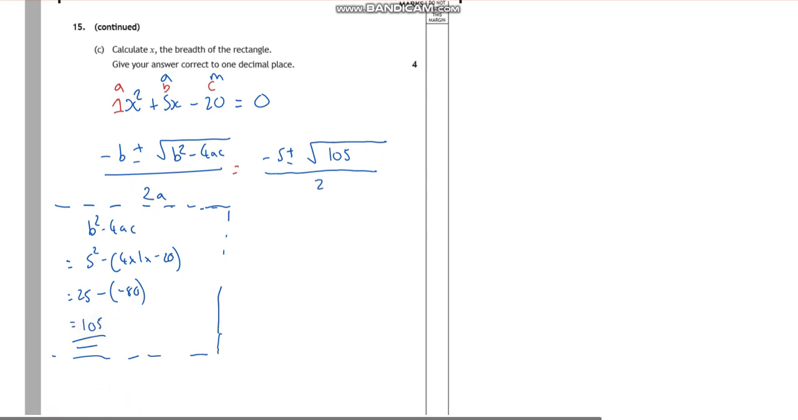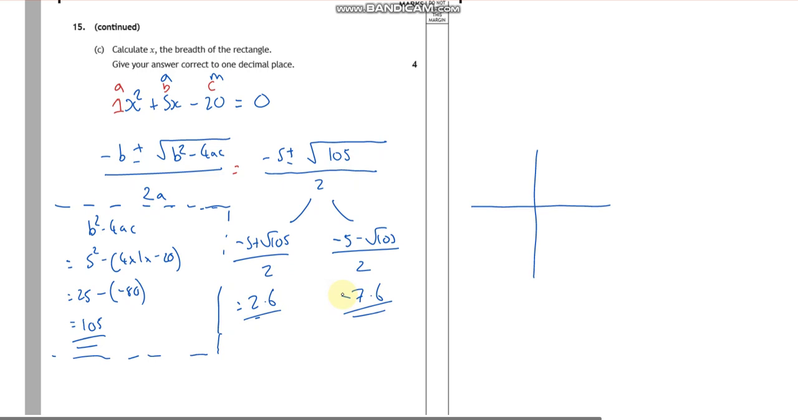So calculators out. The only thing you need to remember is that you're doing this equation twice. You're doing negative 5 plus the square root of 105, divided by 2, and you're doing negative 5 take away the square root of 105, divided by 2. So you should end up with 2.6 and negative 7.6. So that's what the plus or minus is. You break it up to give you 2 different answers. That's your 2 roots of the equation, and don't forget your roots of the equation are just where it crosses the x-axis.